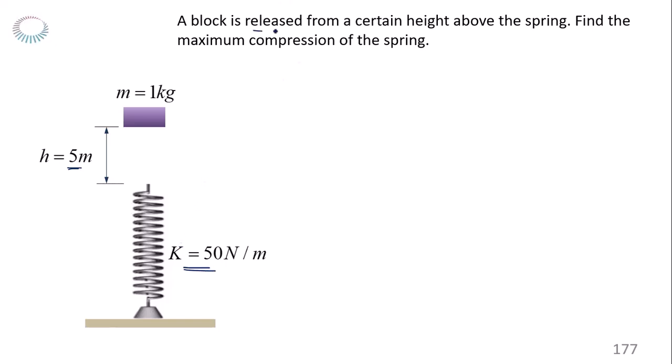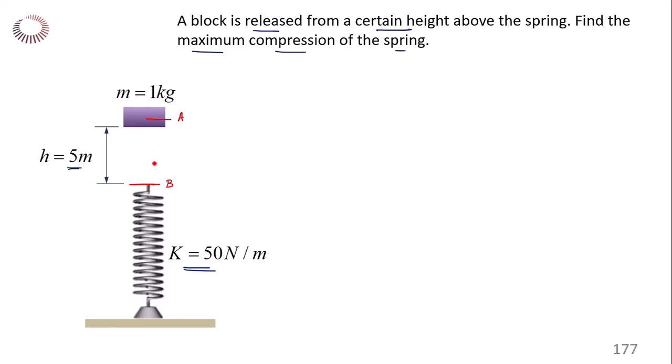The block is released from a certain height. Released means initially the kinetic energy is 0. Find the maximum compression of the spring. You have to understand this question very carefully. Why does the maximum compression take place? Let us say this is point A from where you drop the block. Now this is point B where it is just touching the tip of the spring. So at point B there is no compression of the spring.